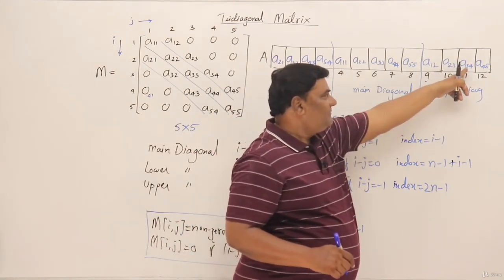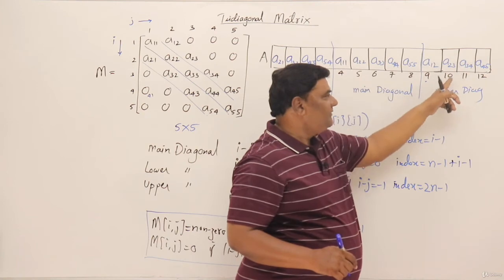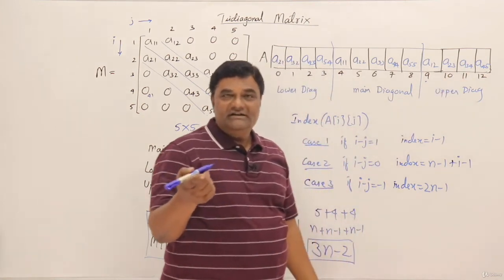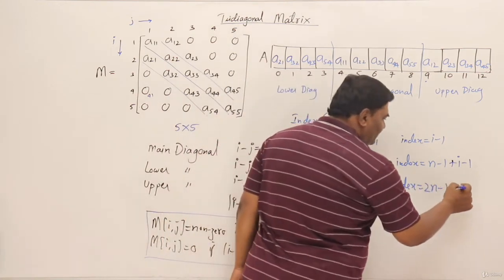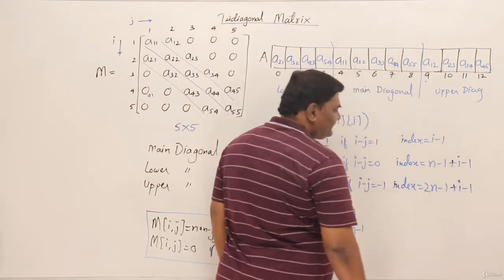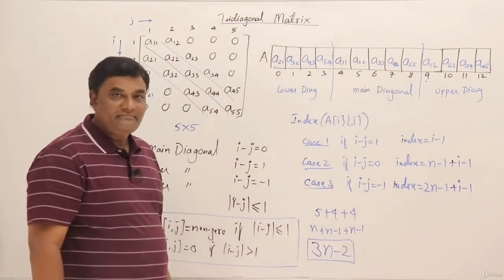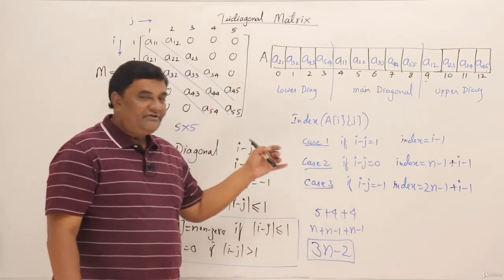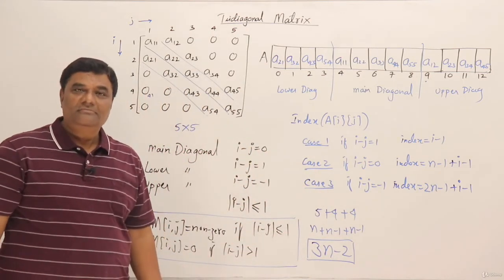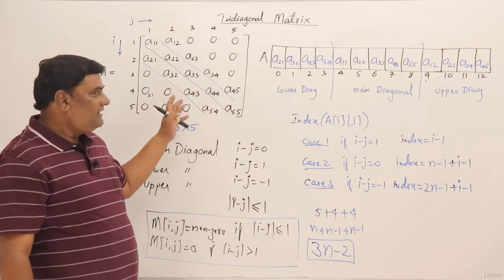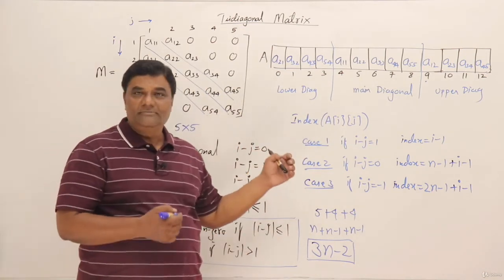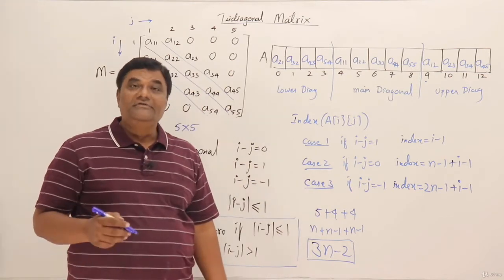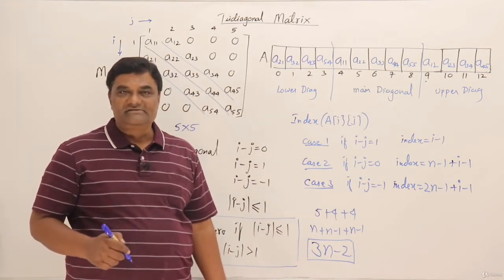So that is I minus 1. So if you want 3, then move by 2 places. So again, this is also I minus 1 plus I minus 1. So we have three different formulas for mapping a tridiagonal matrix in a single dimension array. So that's all about tridiagonal matrix. We will write a program for tridiagonal matrix.